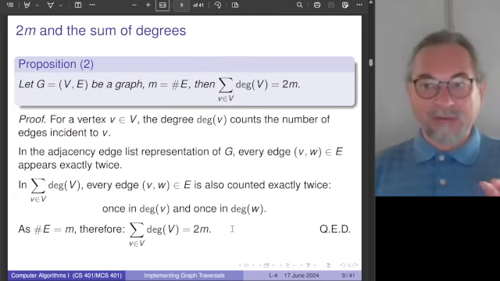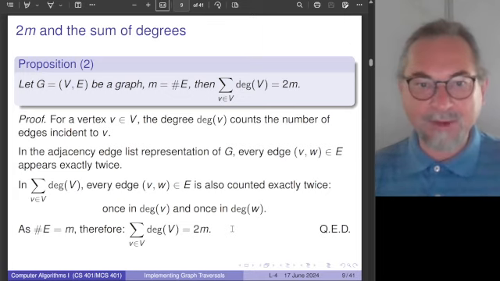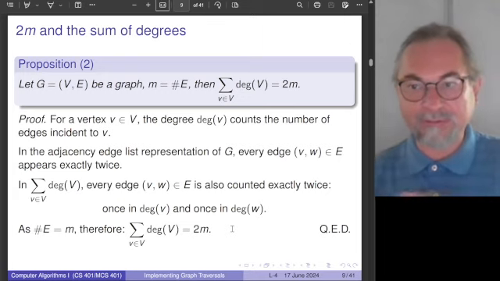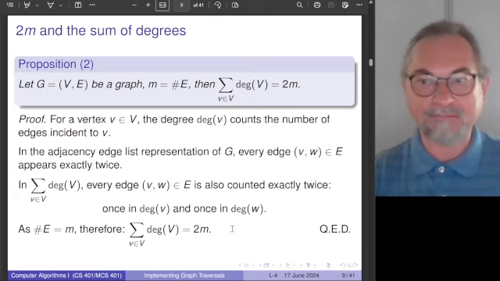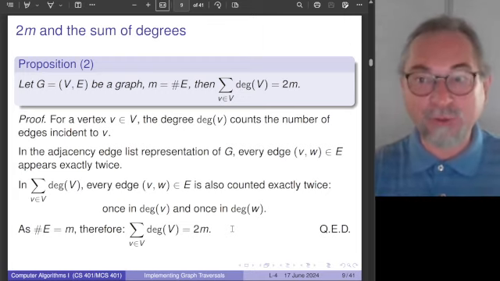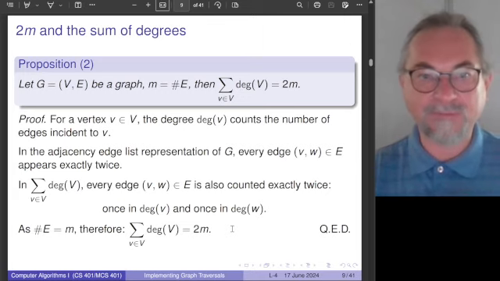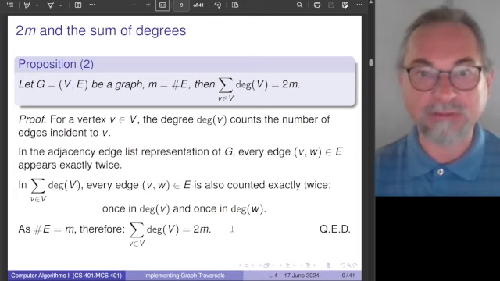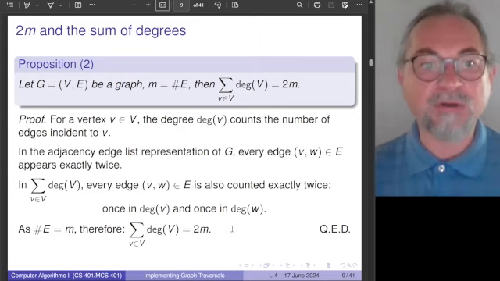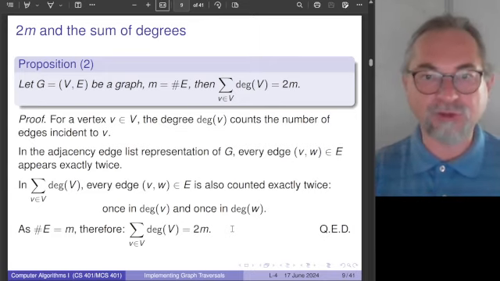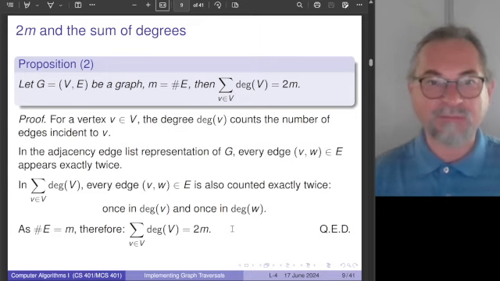I was talking about 2 times m, so the 2 times m appears at the very right in the sentence of this proposition. A proposition is not as important as a theorem, but you could read it as a property that stands on its own. We're going to use this property to prove that our graph traversal algorithms are efficient algorithms. So this is a very important lemma, if you like, but it also stands on its own. If you have a graph with m edges, then if you compute the sum over all degrees, the sum of all degrees of all vertices equals 2 times m.